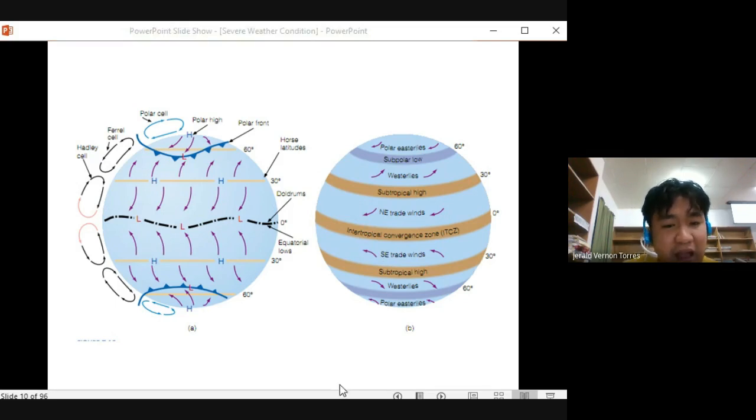So technically, your Hadley cells produce prevailing winds that we call trade winds. So your Hadley cell, class, is able to produce what we call trade winds. And as I told you, the trade winds' point source is coming from the east, blowing to the west. So because the point source is east, the trade winds in the north latitude we will call the northeastern trade winds.